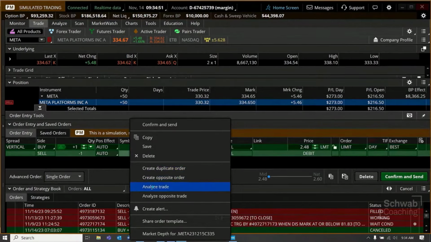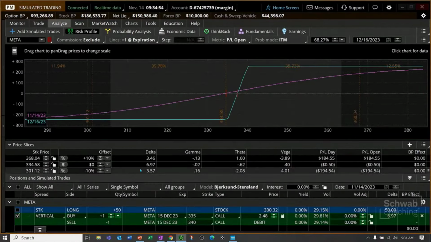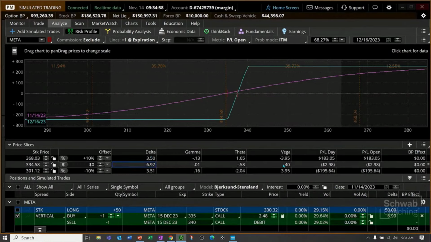Now, we're going to analyze this trade. Let's bring it up side by side so you can see it. Of the Greeks, Delta, Gamma, Theta, Vega, which of these four is the biggest? It's not even close. It's Delta. If the Delta is the biggest, you know you're playing direction. If the Delta is positive, you know you're in a bullish type of strategy. That is the long call vertical.